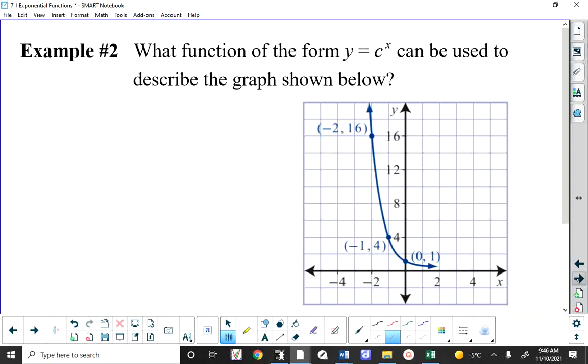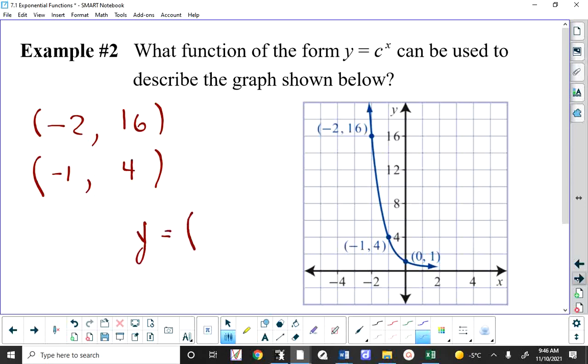I know most people don't need a table of values here, but we go from -2, 16, we increase x by 1, and the y coordinate becomes 4. To go from -2 to -1 is an increase of 1. We're going 1 to the right, and y goes from 16 to 4, which means that the base is 1/4. We're multiplying things by a quarter. So the equation of this function is 1/4 in brackets raised to the x.